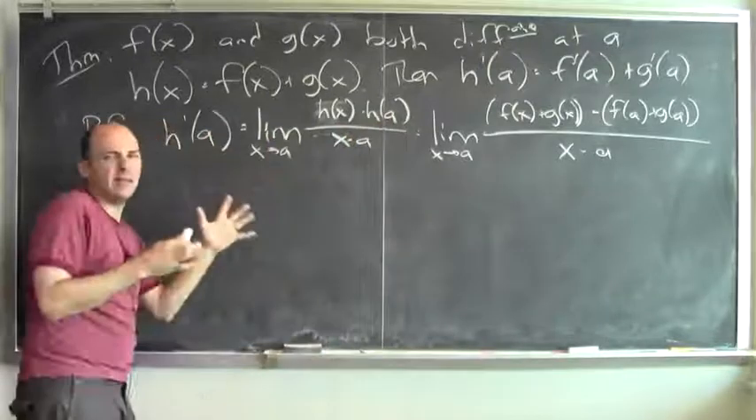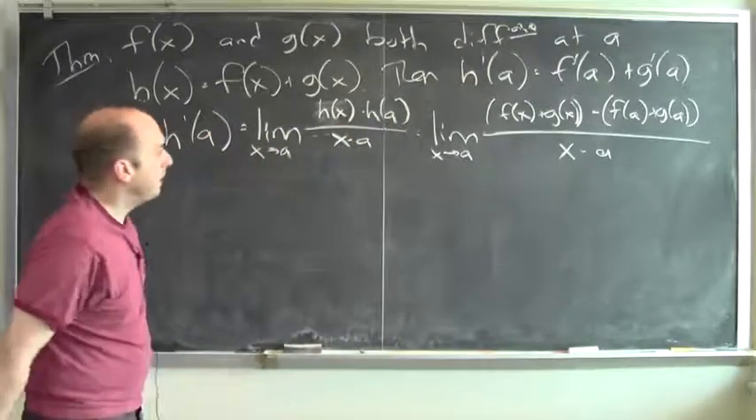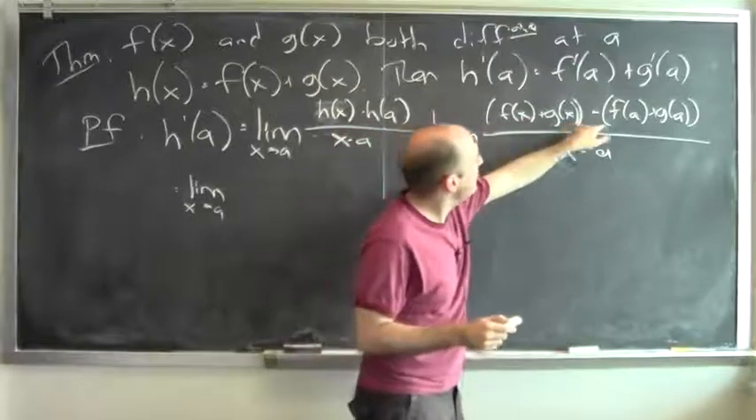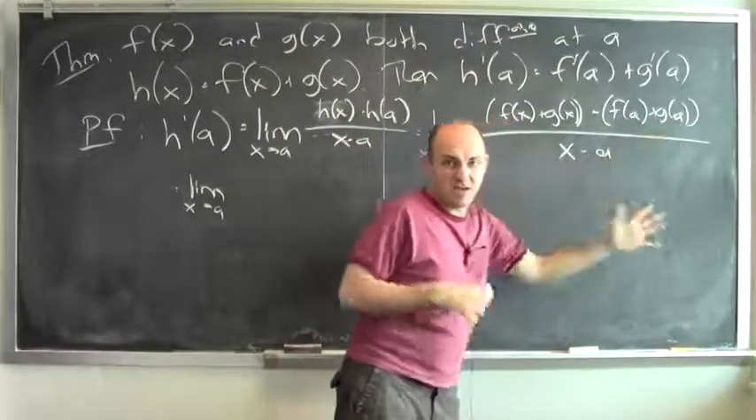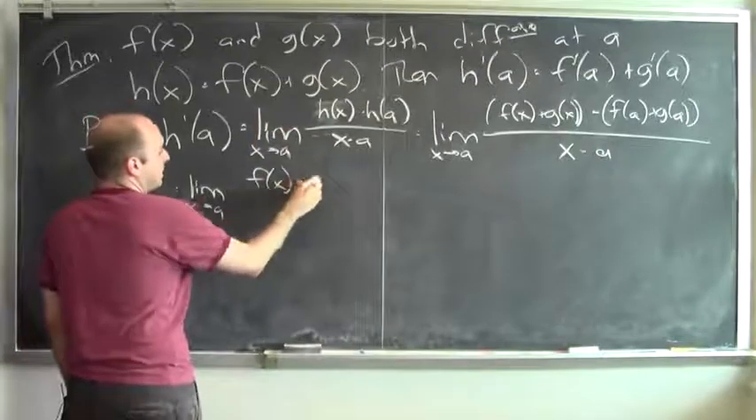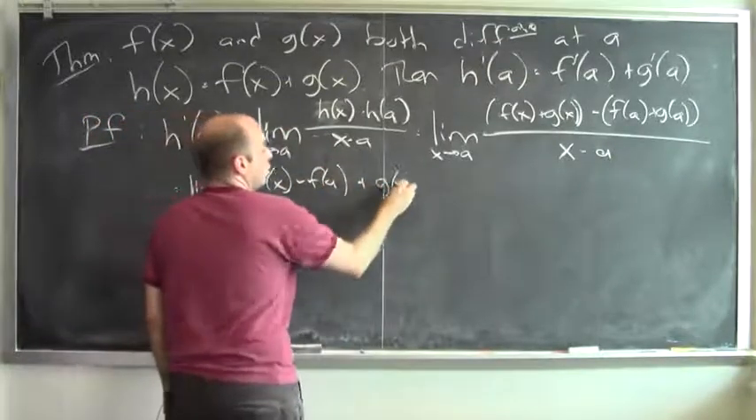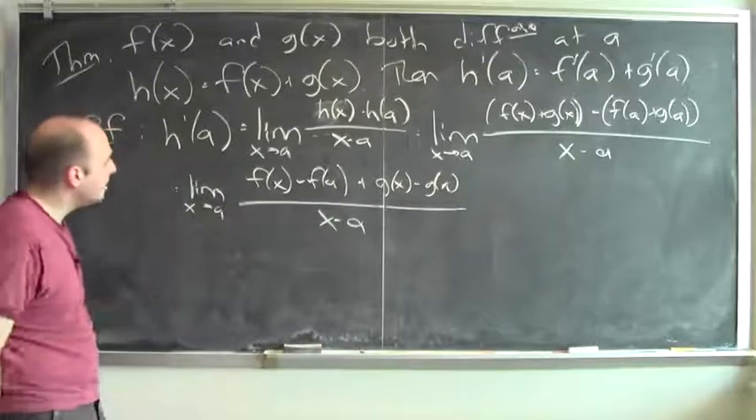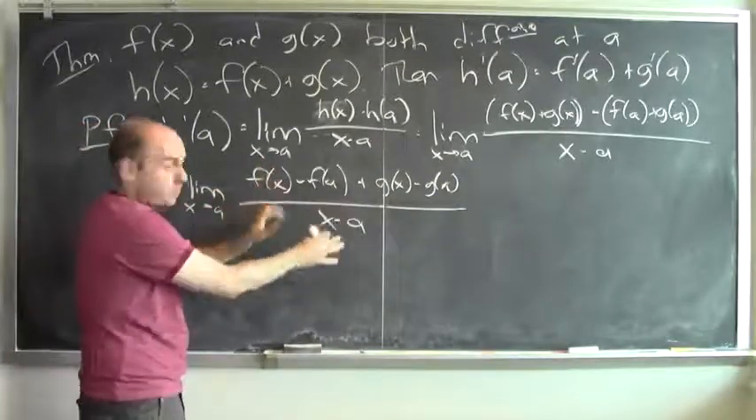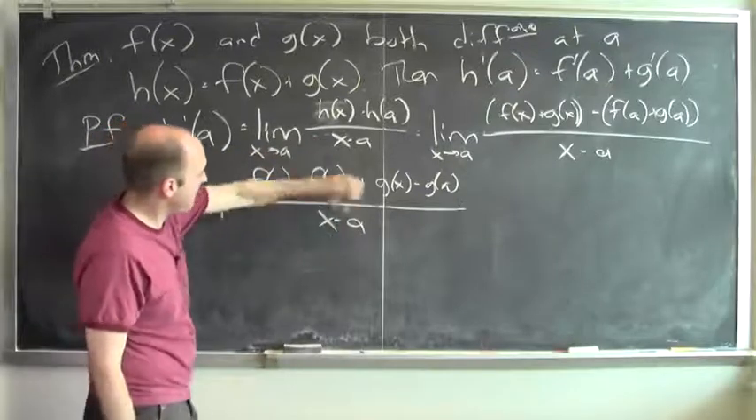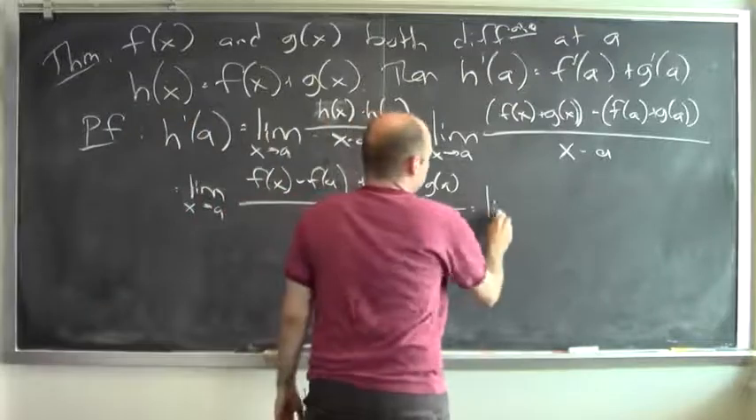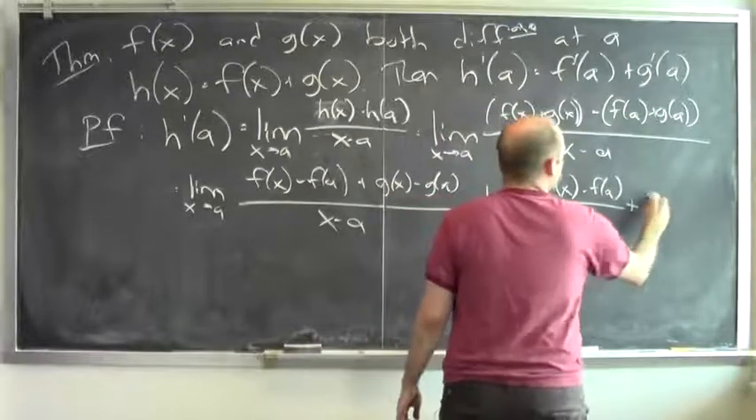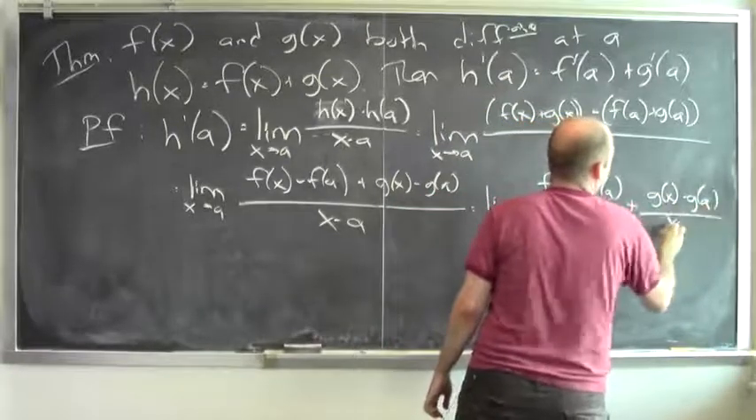Great. Now I want to calculate that limit. Well, I can rearrange the numerator. So the numerator is the same as what? This is f of x plus g of x minus f of a minus g of a. So I can rearrange the numerator and get f of x minus f of a plus g of x minus g of a. And this is divided by x minus a. Now what do I do? Well, I can actually split this up into two separate fractions. This is f of x minus f of a over x minus a, plus g of x minus g of a over x minus a. So this is the limit of f of x minus f of a over x minus a plus g of x minus g of a over x minus a.